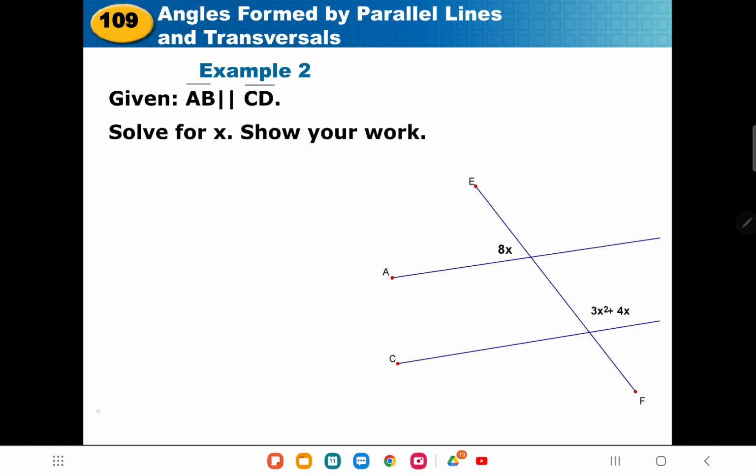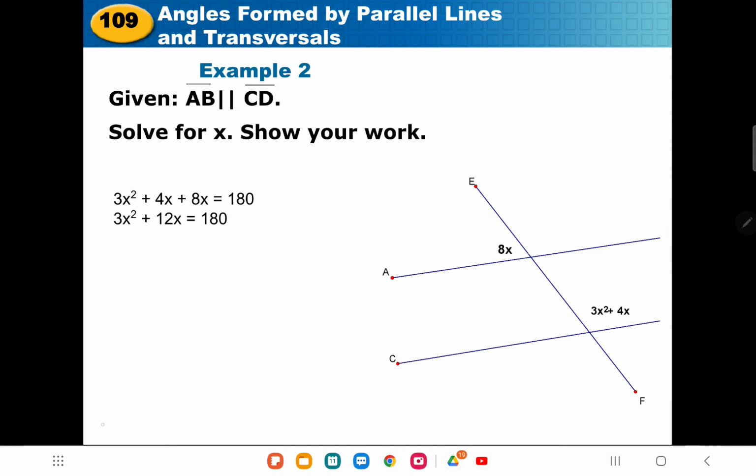Here in example 2, we have that AB is parallel to CD. Now, since AB is parallel to CD, we can see that this angle 3x squared plus 4x must be congruent to the angle which makes a linear pair with 8x. This allows us to write the equation 3x squared plus 4x plus 8x equals 180 degrees.